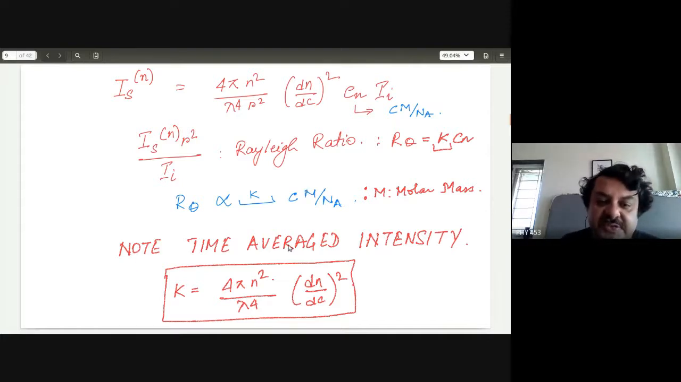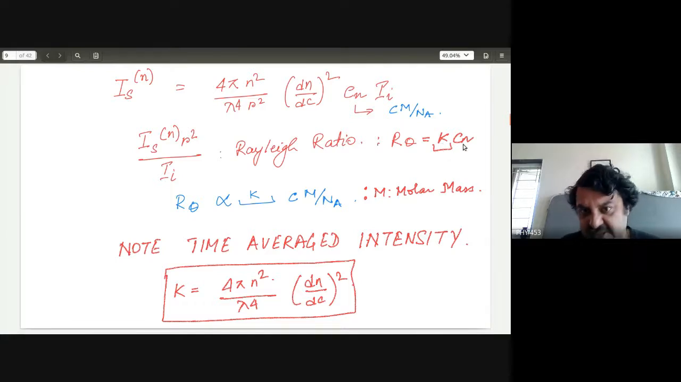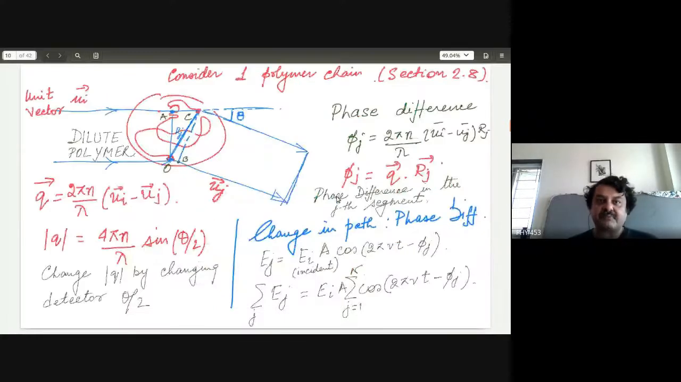Note that you are using time averaged intensity, right? So this is how you get it. You get dn/dc from some other experiment, measure the scattered intensity, normalize it, and this is proportional to some constant into Cn, which you can write down in terms of the molar mass.